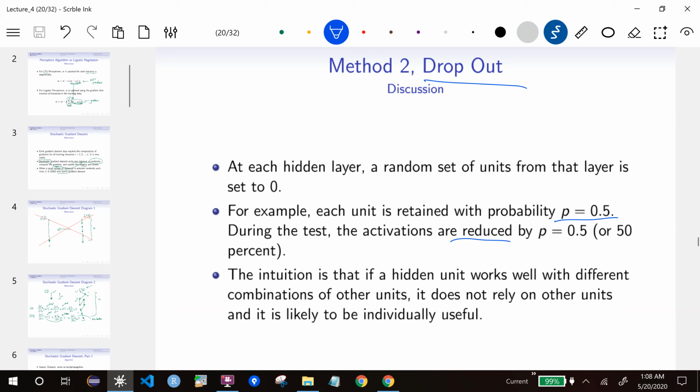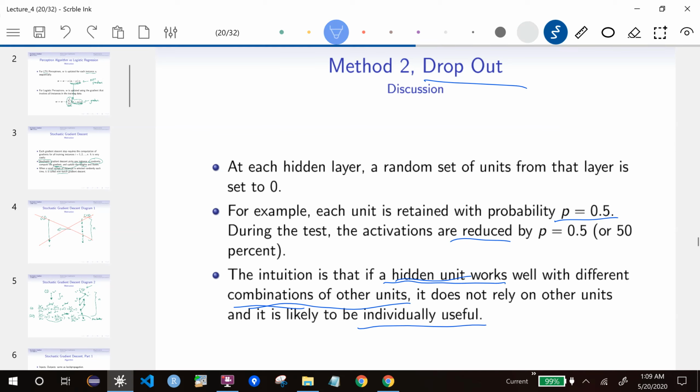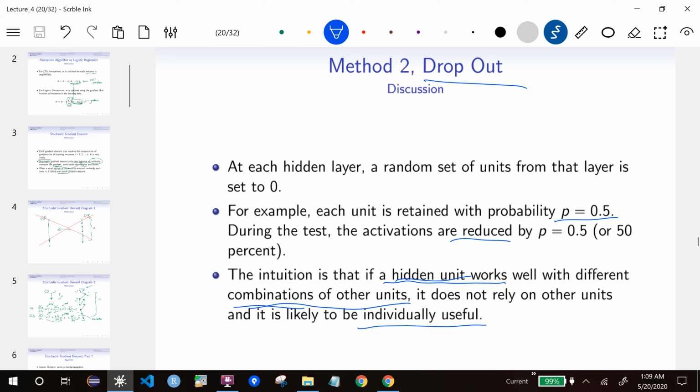But the main intuition is that if we are constantly dropping off stuff, then a hidden unit would work with different combinations of other units, because sometimes during the training it is there, sometimes it is not there. So basically, every unit will work independently, but not depend on some combination of the other units. So it means each unit will be individually useful. And why is this model better is because if we have multiple units really dependent on the other units working, then we have an unnecessarily complicated model.